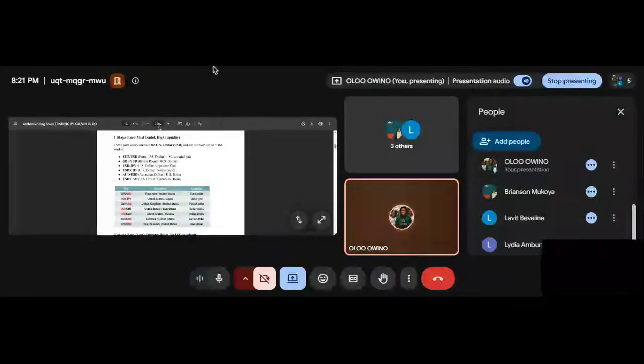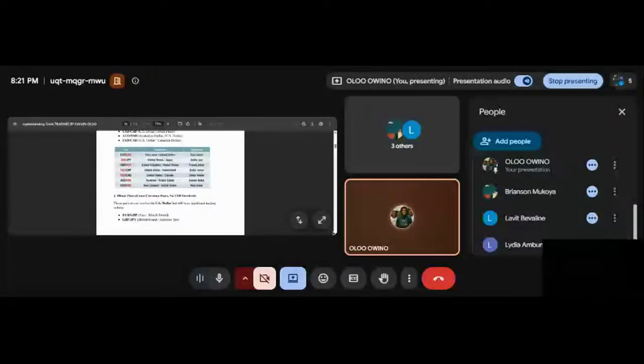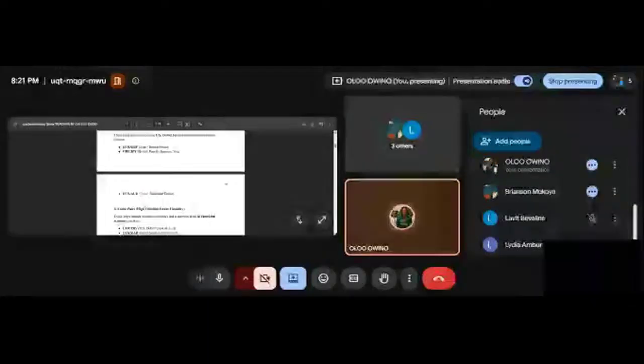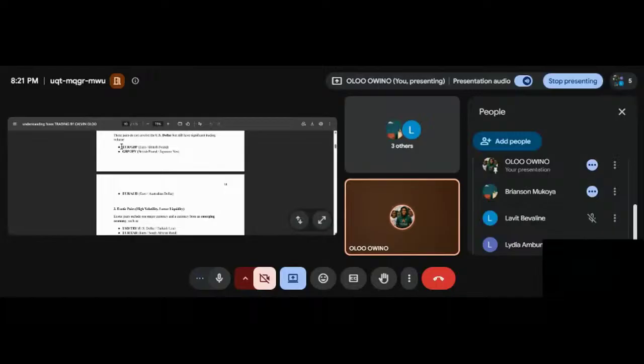So we'll continue. The minor pairs do not include the US dollar, but still have significant trading volume. That is the euro against the British pound, which is EUR GBP. We have GBP JPY, the British pound against the Japanese yen. We have EUR AUD, the euro against the Australian dollar. We have the EUR JPY, the euro against the Japanese yen. There are many, but these ones are the most commonly traded. That's why they're listed here.